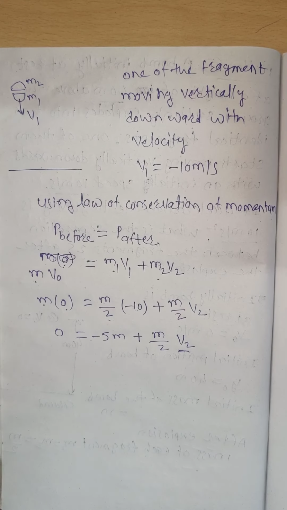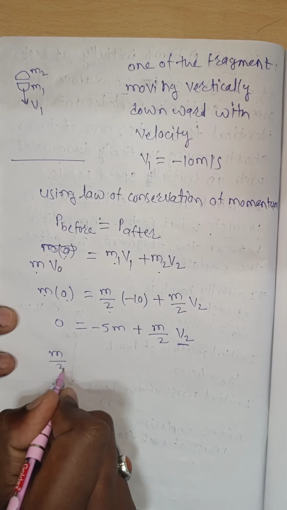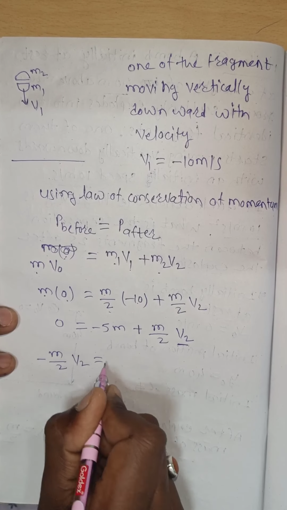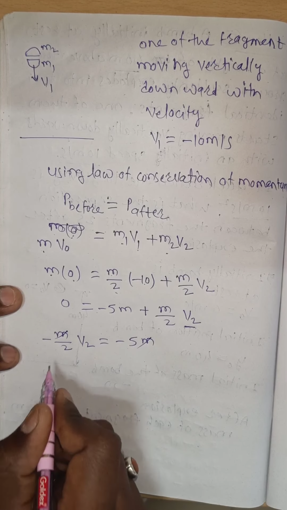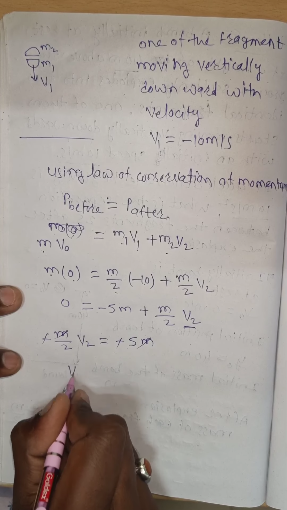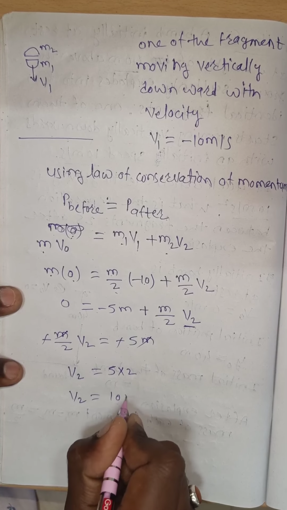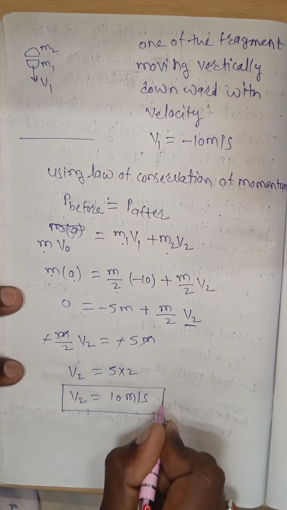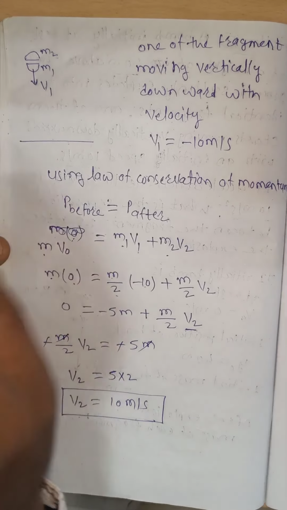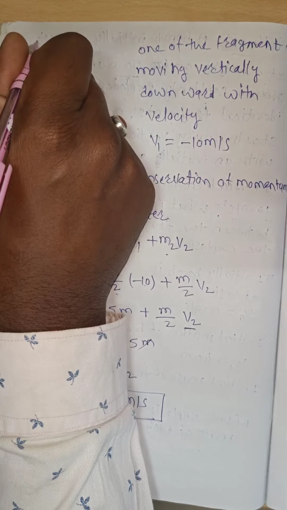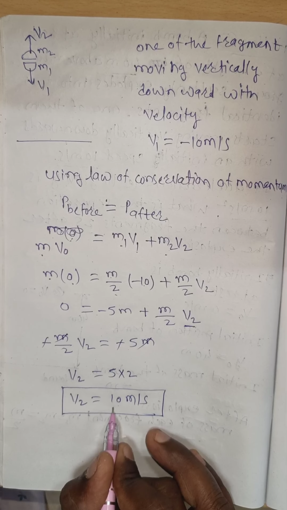Now we have to find the velocity of the second fragment. Shifting this to the left-hand side, it becomes minus m by 2 into v2, which is equal to minus 5m. The m cancels and the minus cancels, so v2 is equal to 5 into 2. Therefore v2 is 10 meter per second, in the positive direction.